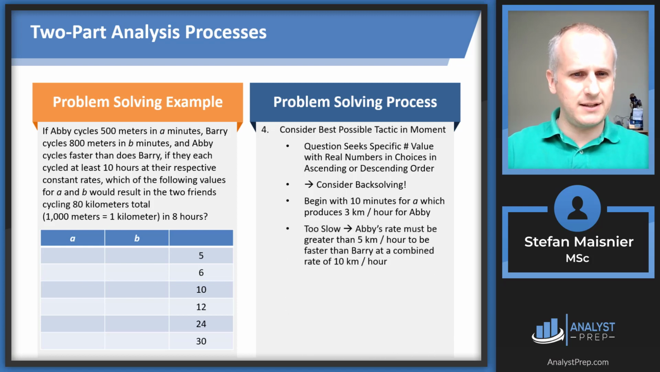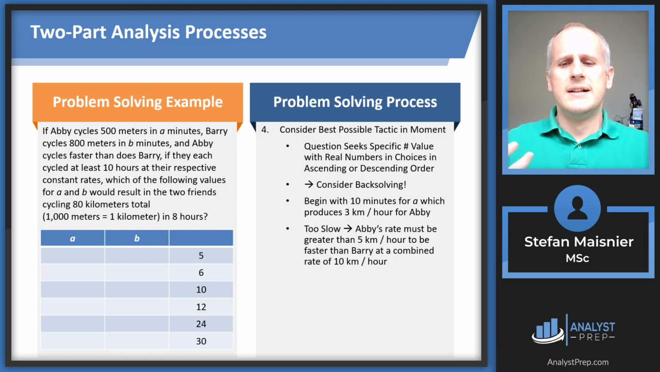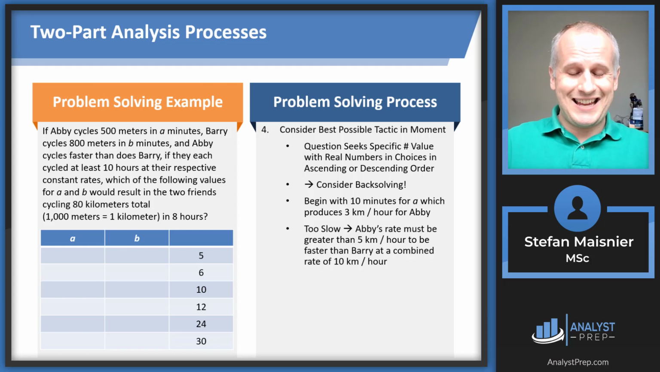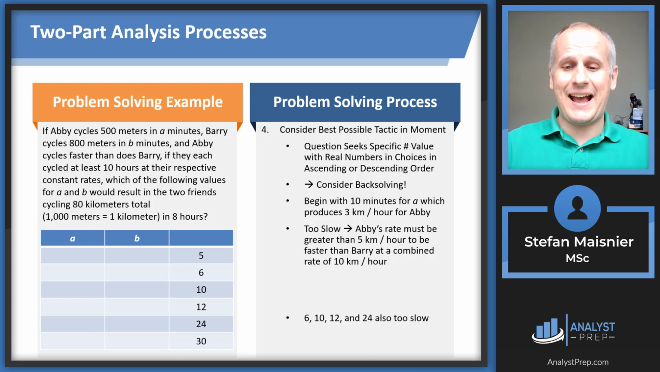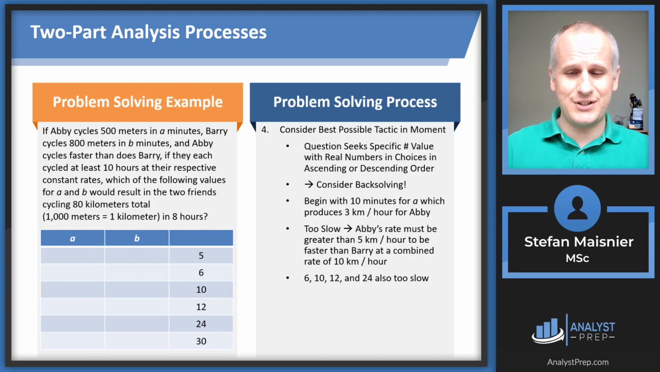But that's too slow because logically we know that since we needed that 10 kilometers per hour combined and Abby cycles faster than Barry, Abby has to go at least 5 kilometers per hour in order to be faster than Barry goes and reach a combined rate of 10 kilometers per hour. So that allows us to logically eliminate 10 and anything else that's greater than 10, as well as 6, because if Abby goes exactly 6 minutes for 500 meters, then she would take 12 minutes for a kilometer, which would be exactly 5 kilometers per hour, which again would result in her not cycling faster than Barry does.